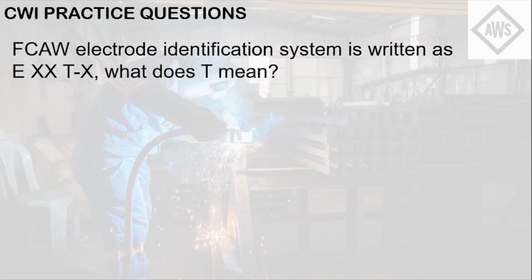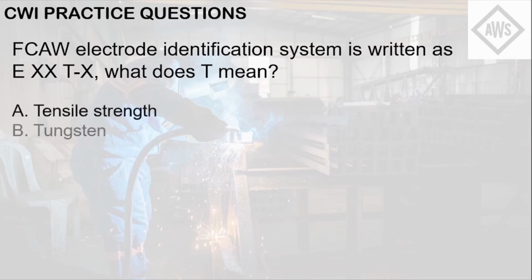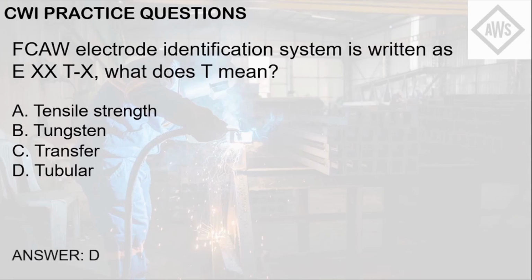Next question. FCAW electrode identification system is written as EXXT-X. What does T mean? Letter A, tensile strength. Letter B, tungsten. Letter C, transfer. Letter D, tubular. So when you're talking about FCAW, it is a tubular electrode. So definitely, the letter T means tubular. So the answer here is letter D.